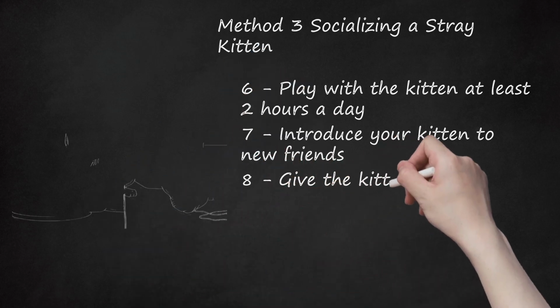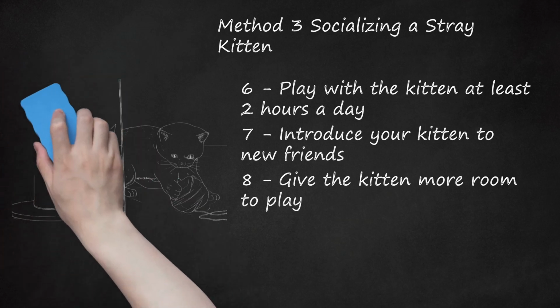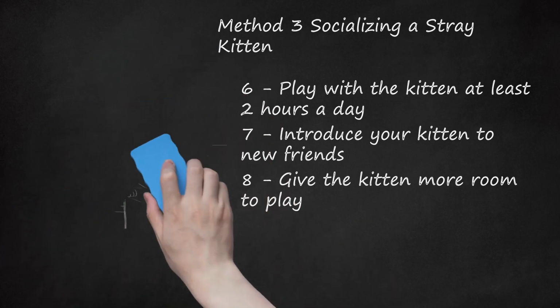8. Give the kitten more room to play. Once your kitten gets older and starts to play with toys, you can make her play area larger and include more fun stuff for her to play with. In addition to toys, you can add a scratching post or cat tree, start with a short one, tunnels, cardboard boxes, etc.